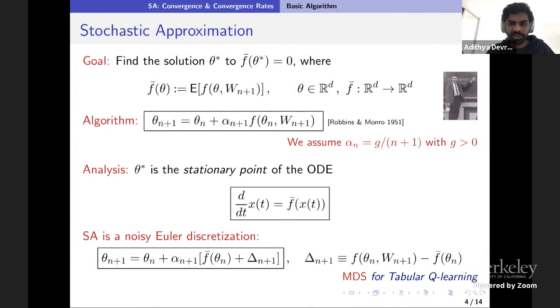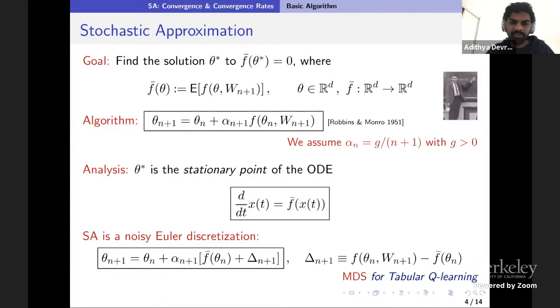Again, I'll be super quick on this slide since Sean just covered it. The goal in stochastic approximation is to find theta star so that f bar of theta star equals 0, and f bar is actually an expectation. The algorithm dates back to Robbins and Monro in 1951, and it's given by this recursion over here. Here I'll be assuming that the step size alpha n is a scalar gain step size, so alpha n is g over n plus 1. In the next slide, I'll make a comment about that, because you just saw Sean's talk and you'll be wondering why anybody would do a scalar step size stochastic approximation.